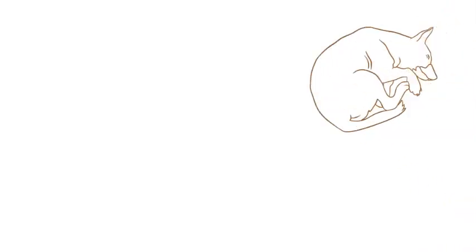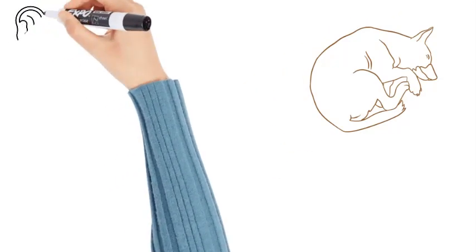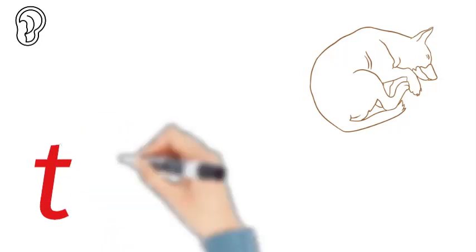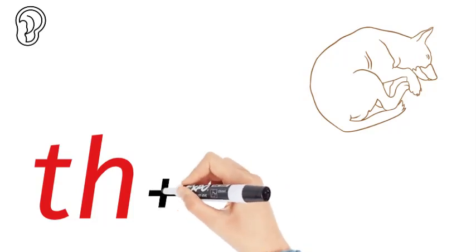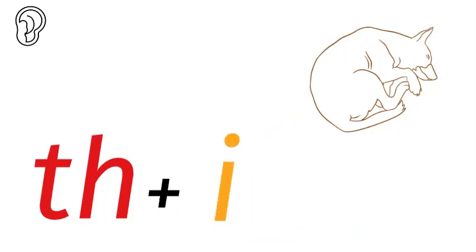Thin. The dog was very thin. What sounds do we hear in the word thin? Starts with a th, tongue between your teeth, which is a TH. It's a very common sound in English. Th, that is a short vowel sound.